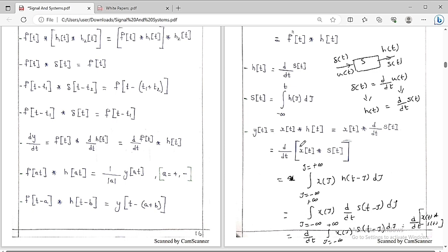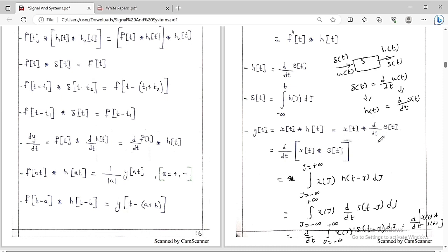Finally I can say y of t is equal to x of t convolution h of t, where h of t is d by dt of s of t, as only s of t is a function of t. If we expand this, x of tau is a function of tau, whereas s of t minus tau is a function of t. So only the s signal is a function of t, and the remaining part is a function of tau, so I can take it outside. Therefore it will become d by dt of x of t convolution s of t. As you can see clearly, I have proved this also.